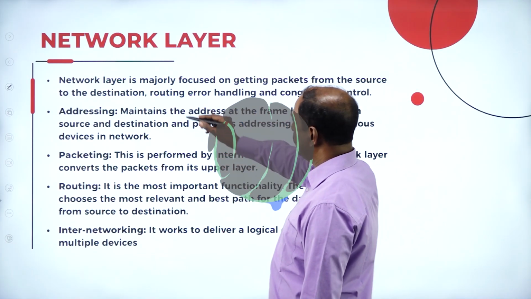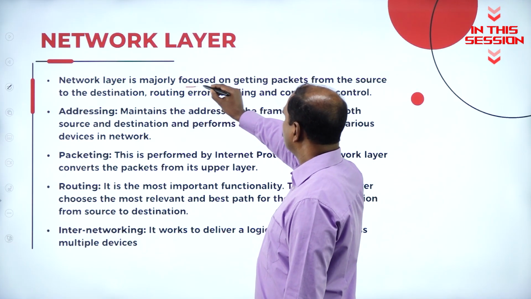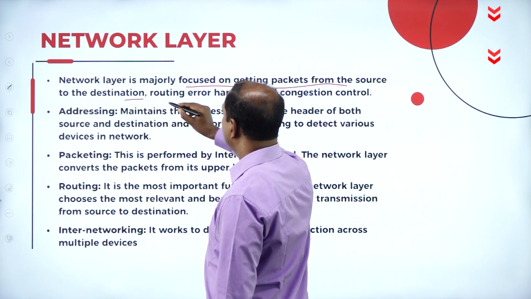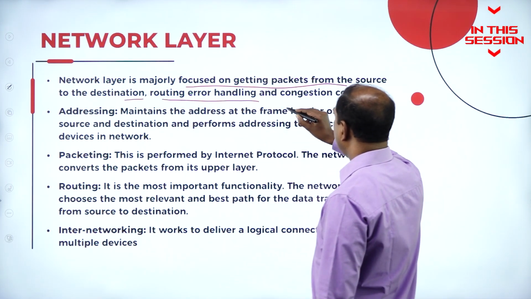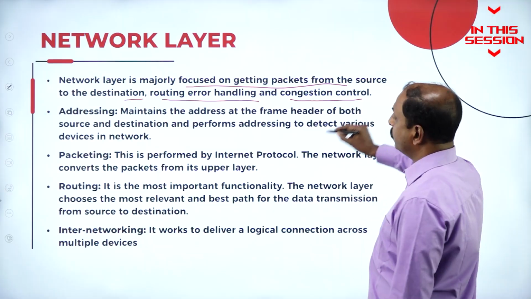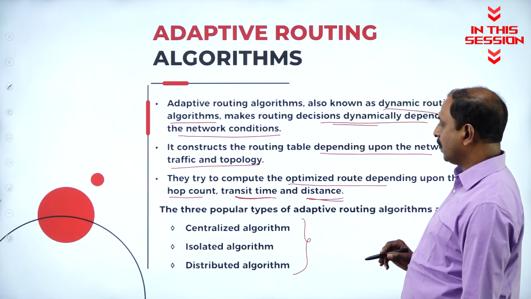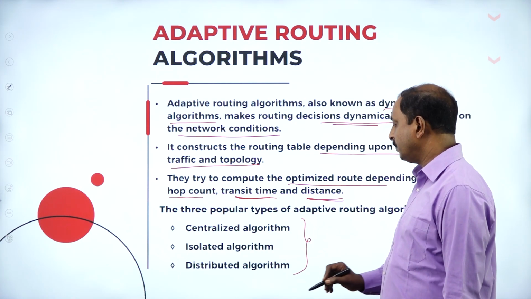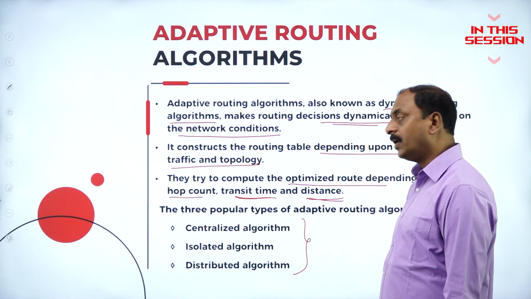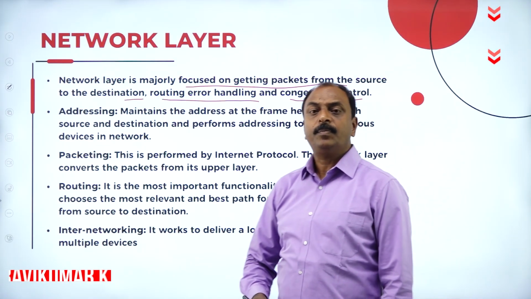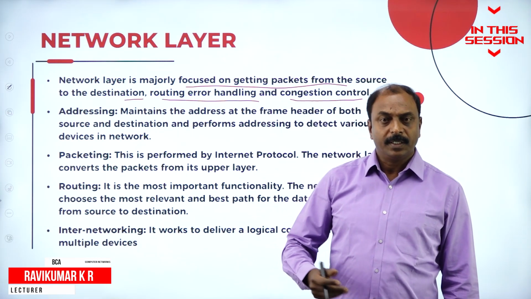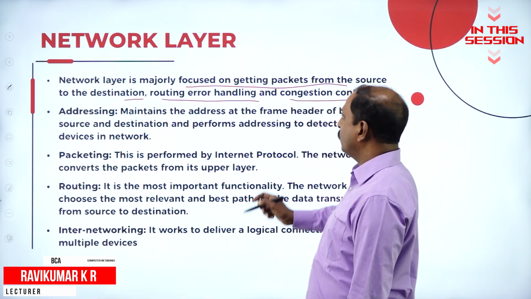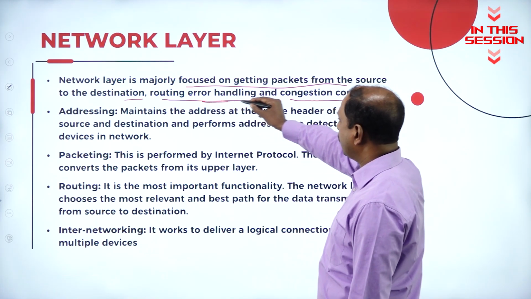So network layer is majorly focused on getting packets from the source to the destination, routing, error handling, and congestion control. Popular types of adaptive routing algorithm: one is centralized algorithm, isolated algorithm, and distributed algorithm. Suppose any problem in the data transmission between number of routers or number of devices, so it's going to handle different types of errors.